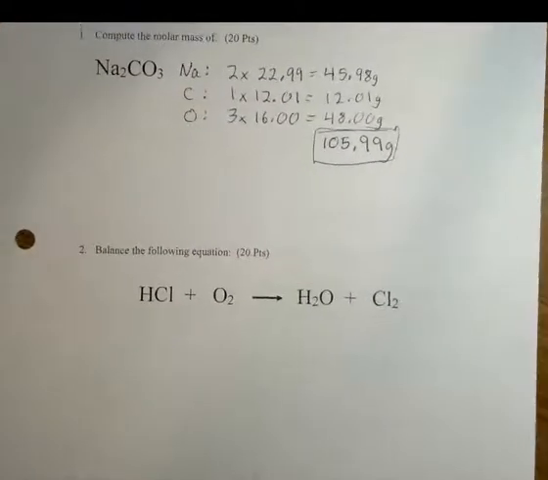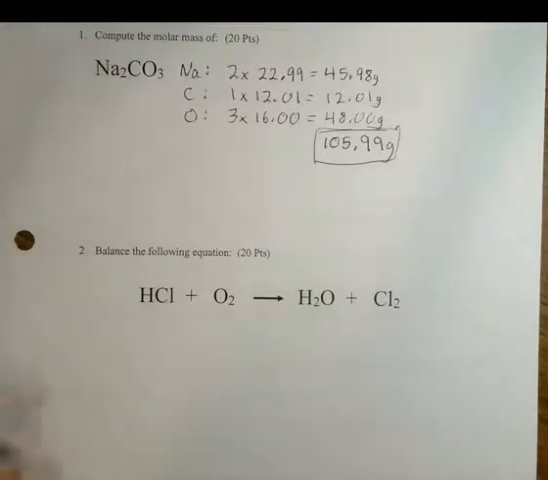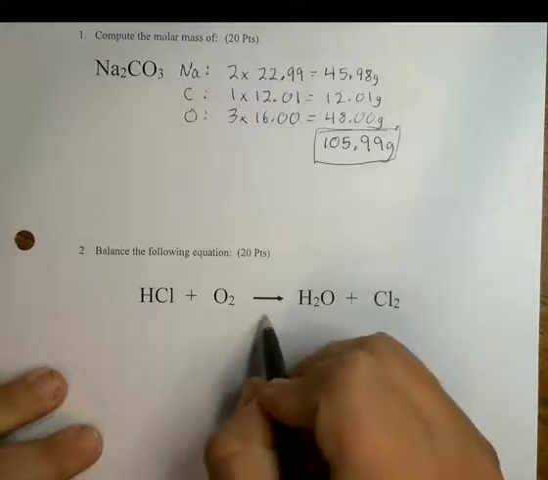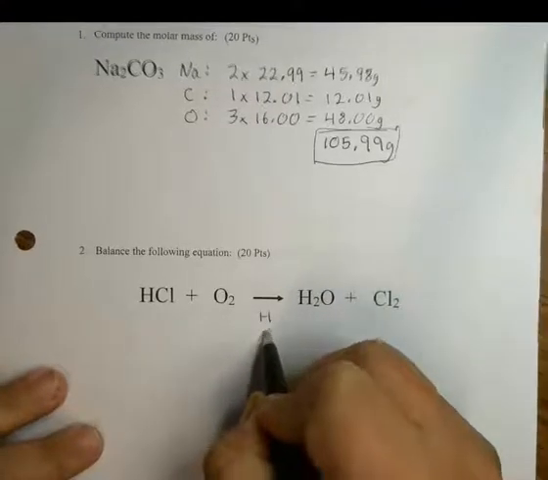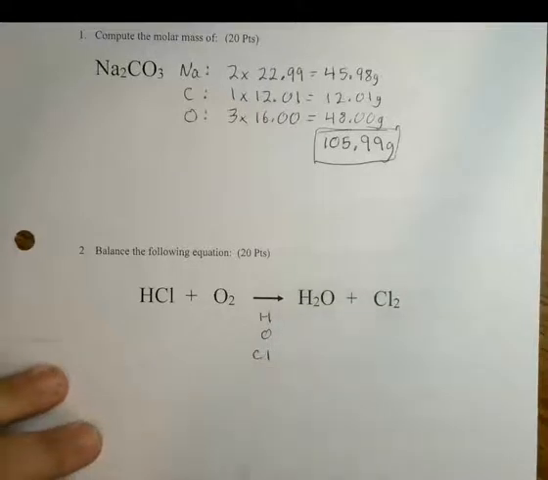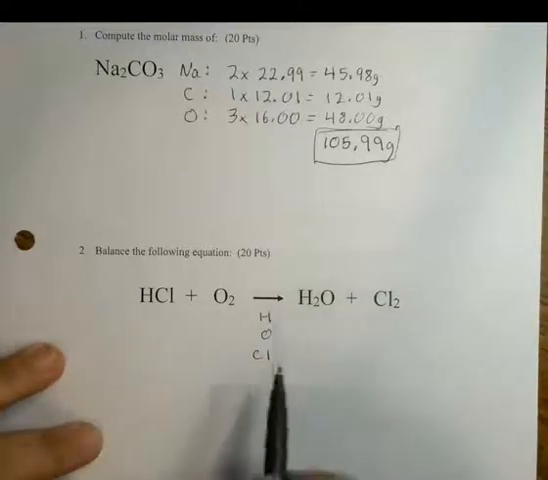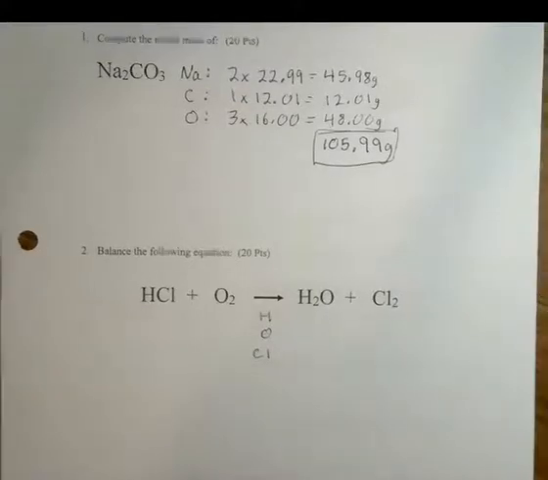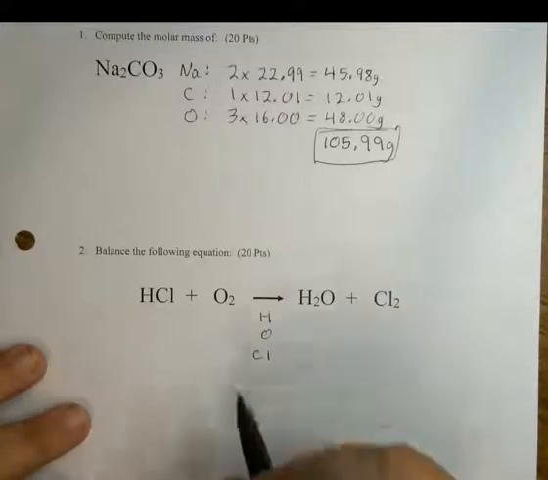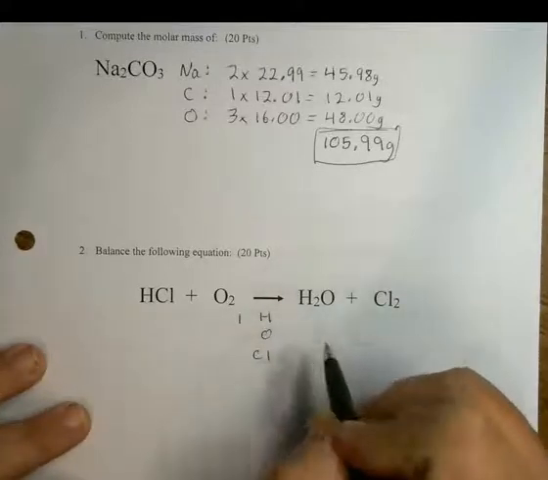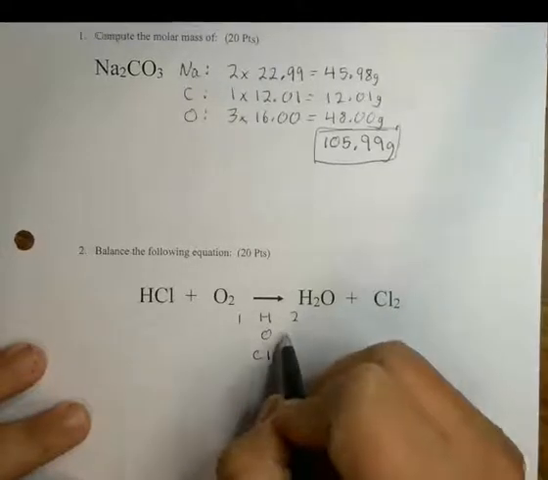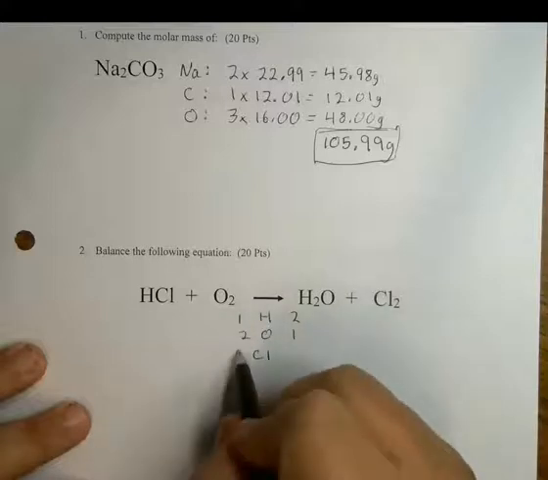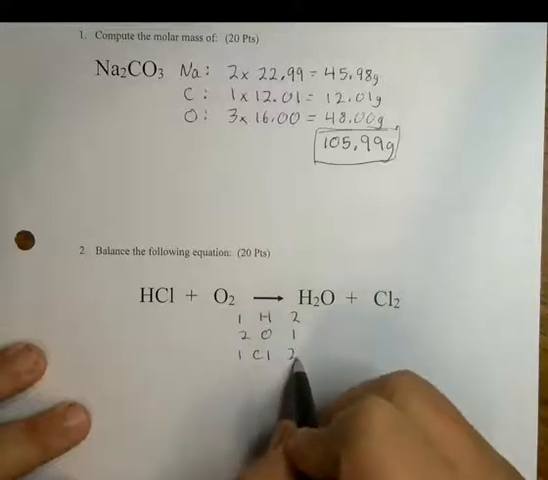You can do it whatever method you want. If you choose to just do it by counting atoms, I'd like you to write down what the elements are. So we have hydrogen, oxygen, and chlorine. Count the atoms on each side and then count the atoms after. That's what's required to show some work for this. Use the box method, then the boxes are the work that you're showing. So we have one hydrogen on this side, we have two on this side, we have two oxygens here, and we have one here, and we have one chlorine over here and two over here.